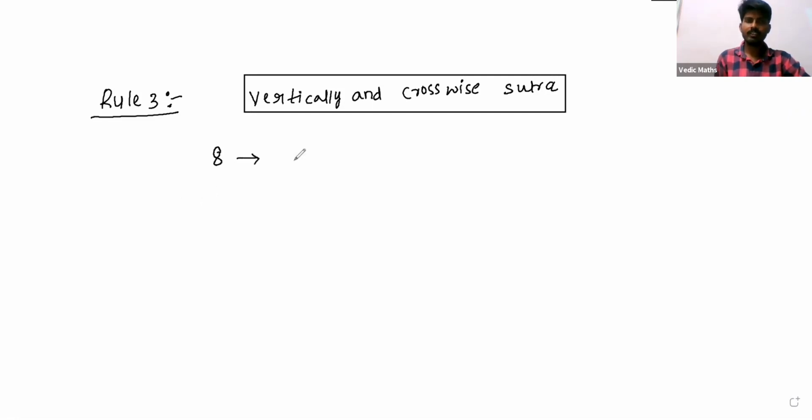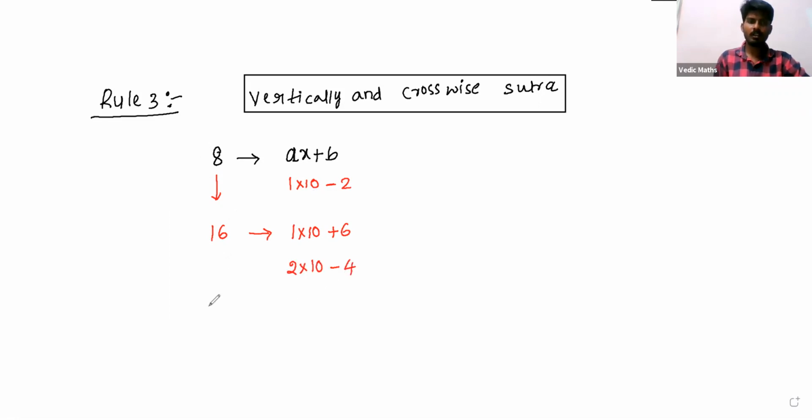We can write this 8 in the form of ax plus b. That means 1 times 10 minus 2, you can write like this. If you take the multiple of 8, that will be 16. Again you can express it in the form of ax plus b. That means 1 times 10 plus 6, or else you can write 2 times 10, that is 20, minus 4.